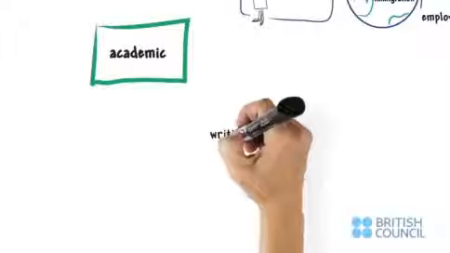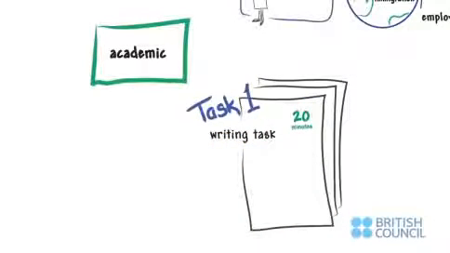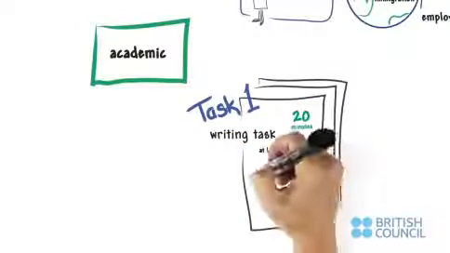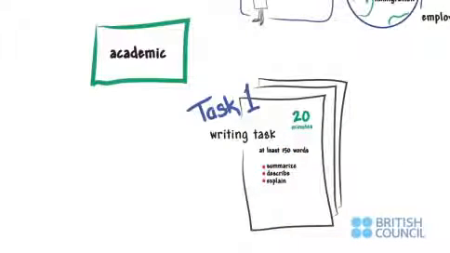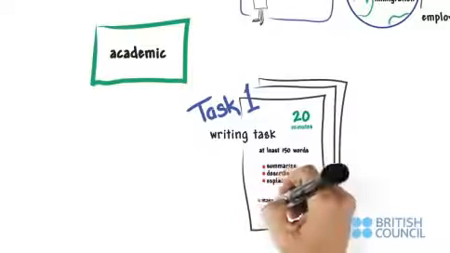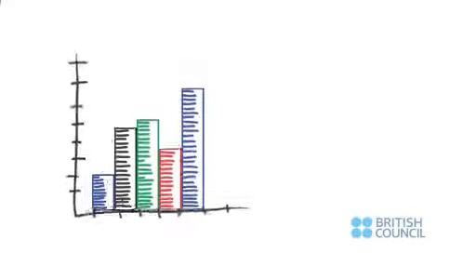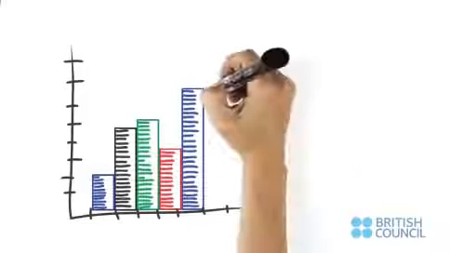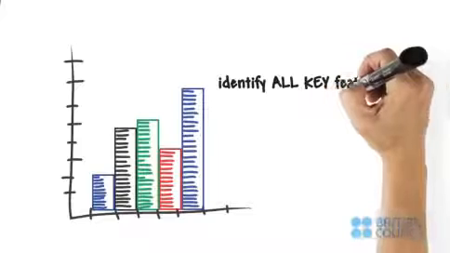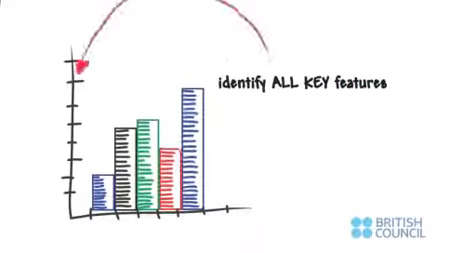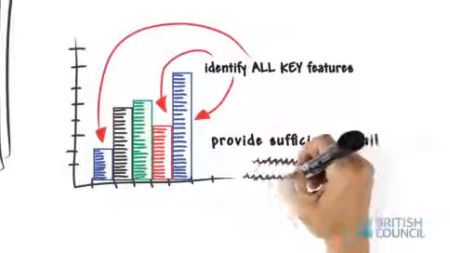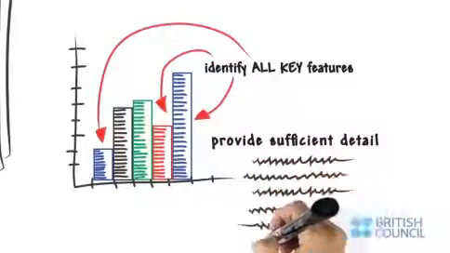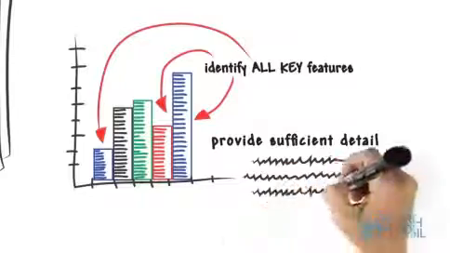In the academic module, there is a writing task of at least 150 words where you should summarize, describe, or explain a table, graph, or diagram. You might be expected to make comparisons too. Successfully negotiating this academic task 1 means you will need to identify all the key features in the diagram. You might lose marks if important details are left out. Provide sufficient detail for a meaningful explanation. Not too much detail, not too little.